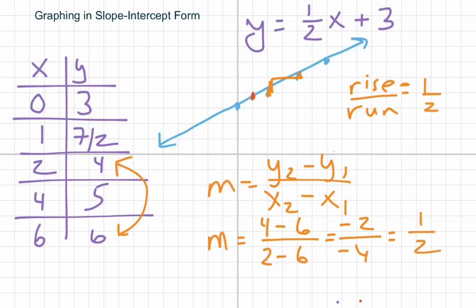Now, the connection that I want you to draw here is that the slope of the line is the coefficient of the x. Okay, I'll say that again. Pause the video, stare at it a little bit, let it sink in, and give your brain a chance to process it. The slope of the line is the coefficient of x. So this is the slope right here. And you can verify that by building the table, plotting the points, counting rise over run, or using the formula.